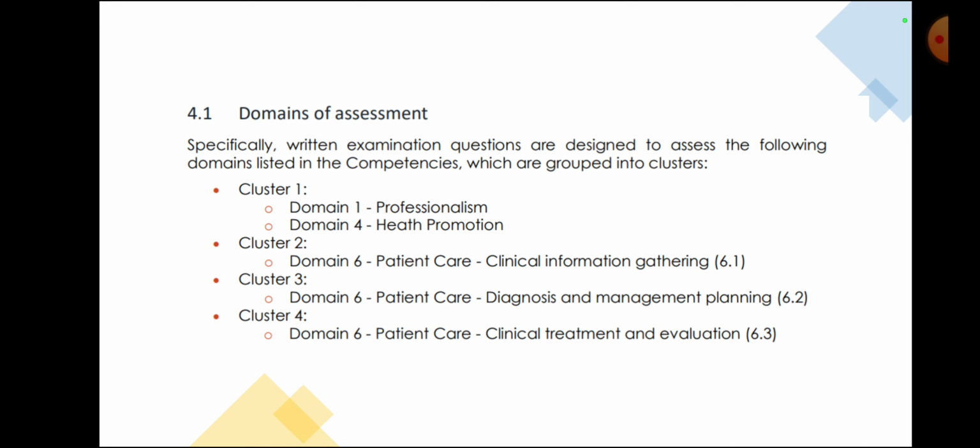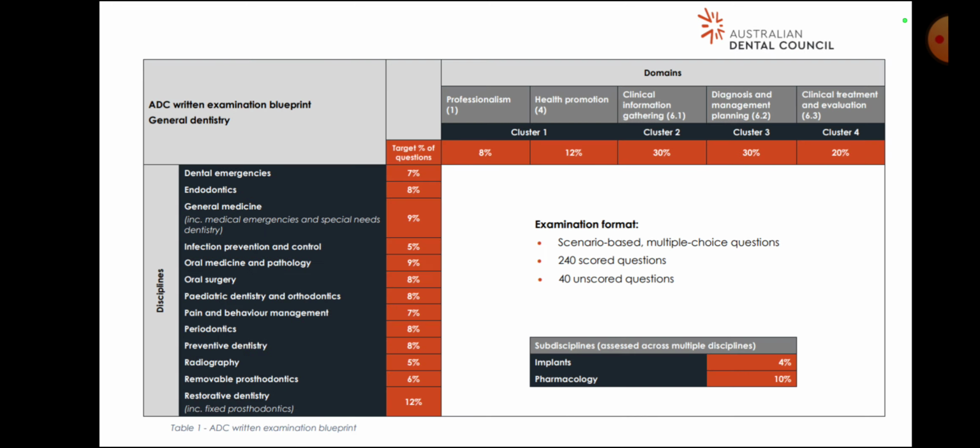So the first cluster is health promotion and professionalism. The second one is patient care, clinical information gathering. The third cluster is diagnosis and management planning. And the fourth cluster is clinical treatment and evaluation. So in this you can see cluster 1 constitutes 20% of the questions, clusters 2 and 3 30% each, and cluster 4 again 20%.